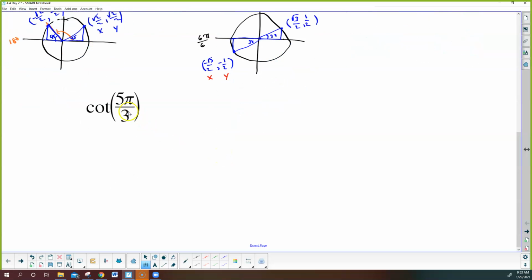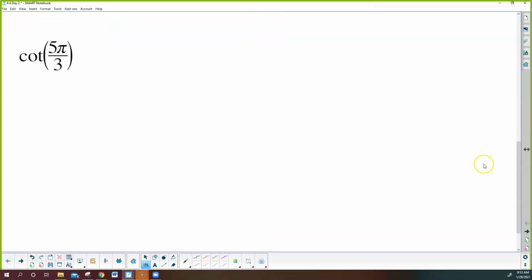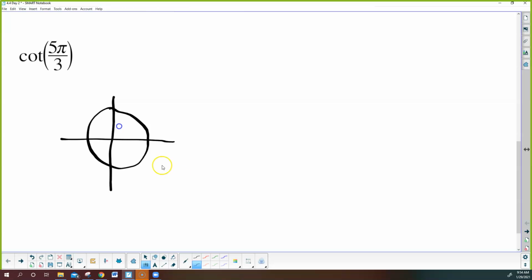All right, last one, cotangent. Cotangent might be the most challenging. Depends on how you think of it. So hopefully you're seeing how everything we've learned this unit is pieced together, right?